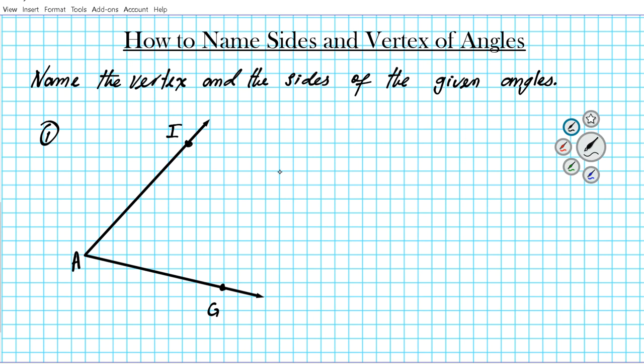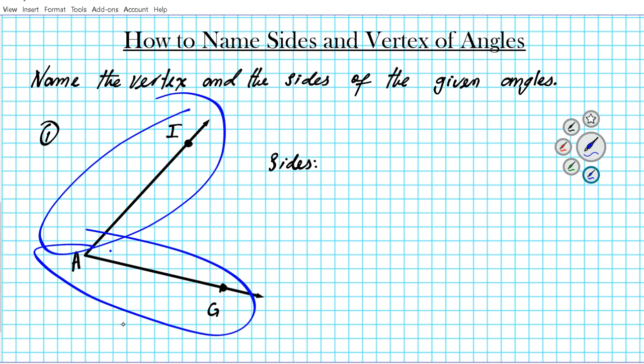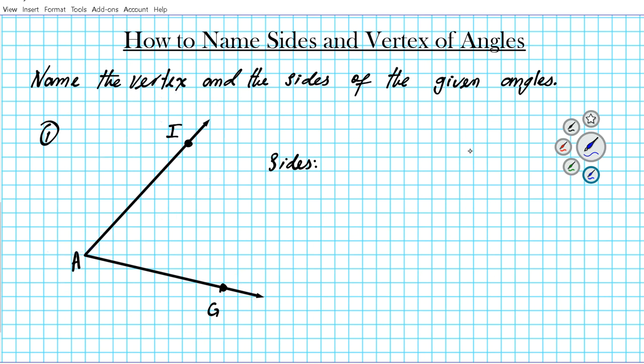Okay, so let's start with the sides. In this particular case, our angle is formed by 2 rays intersecting at the same point, namely the vertex. Okay, so what are the sides? This ray right here is the first side. Okay, and then this ray right here is the second side. Alrighty, so let's go ahead and label it. So the sides are as follows.